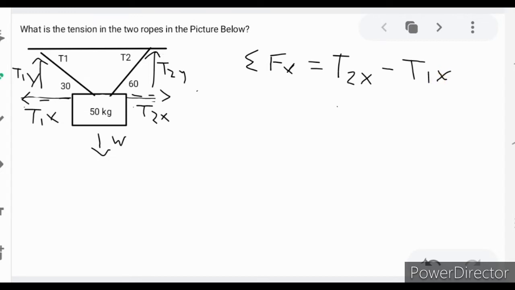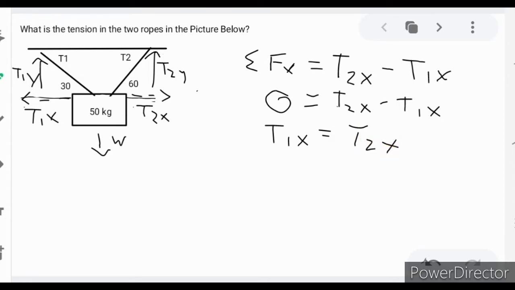We have the summation of F of x is equal to Tx sub 2 minus Tx sub 1. And since the object is not moving, the summation of x is 0, equal to Tx sub 2 minus Tx sub 1. So the summation of forces becomes 0 because the object is not moving. Therefore, Tx sub 1 is equal to Tx sub 2.